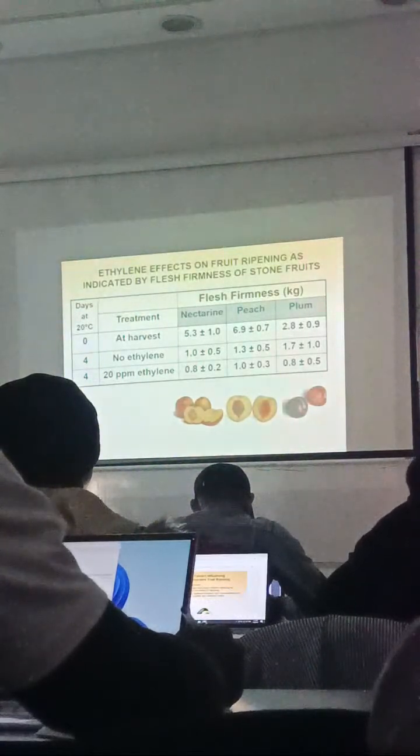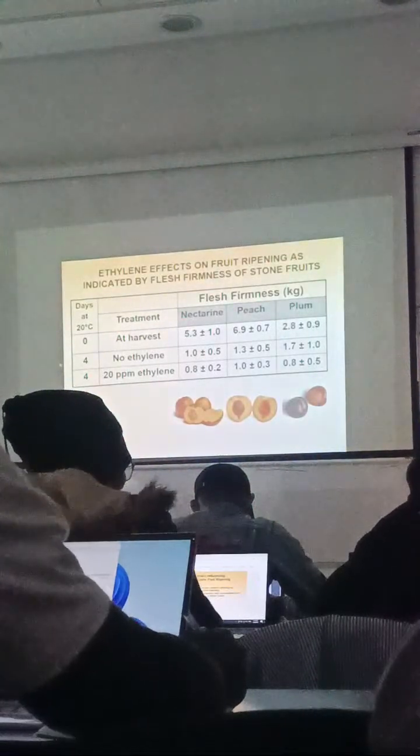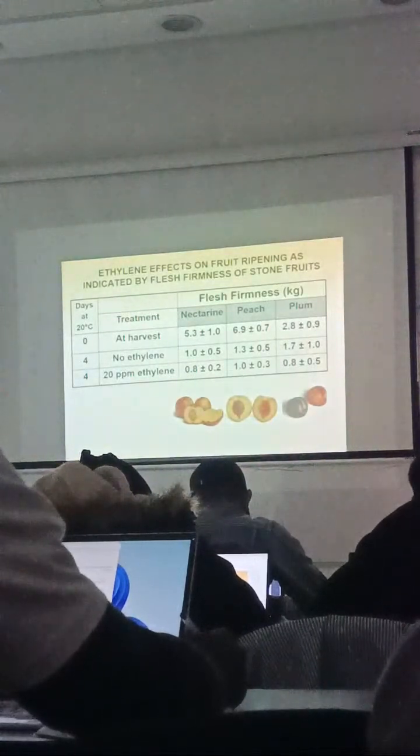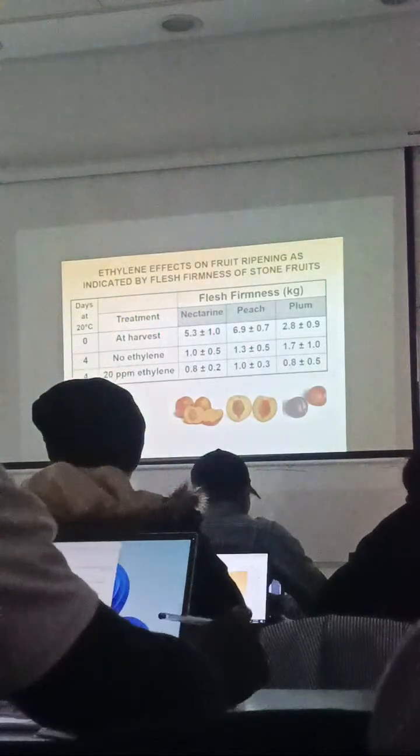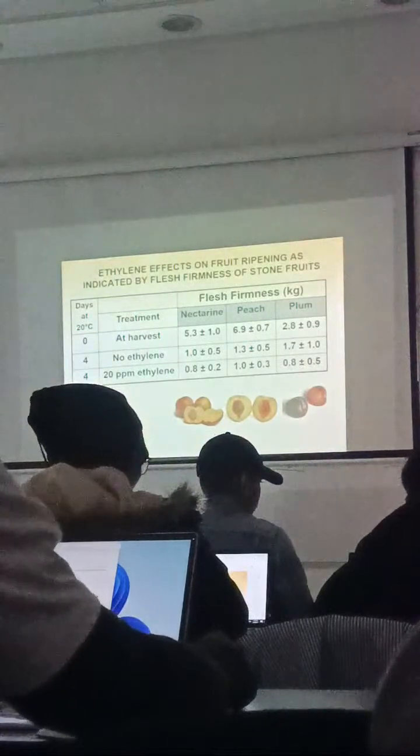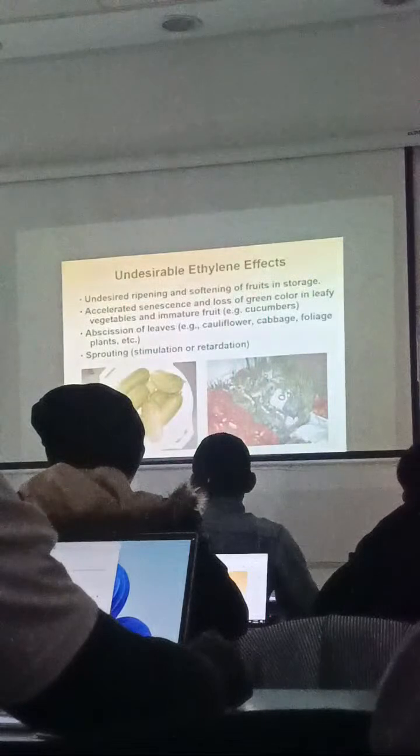Just look the plum. The plum was 2.8 at harvest. No ethylene after 4 days at 20 is 1.7. With 20 ppm ethylene is much softer. Okay? So we have a big difference with ethylene, without ethylene, and how quick we want to control the food.